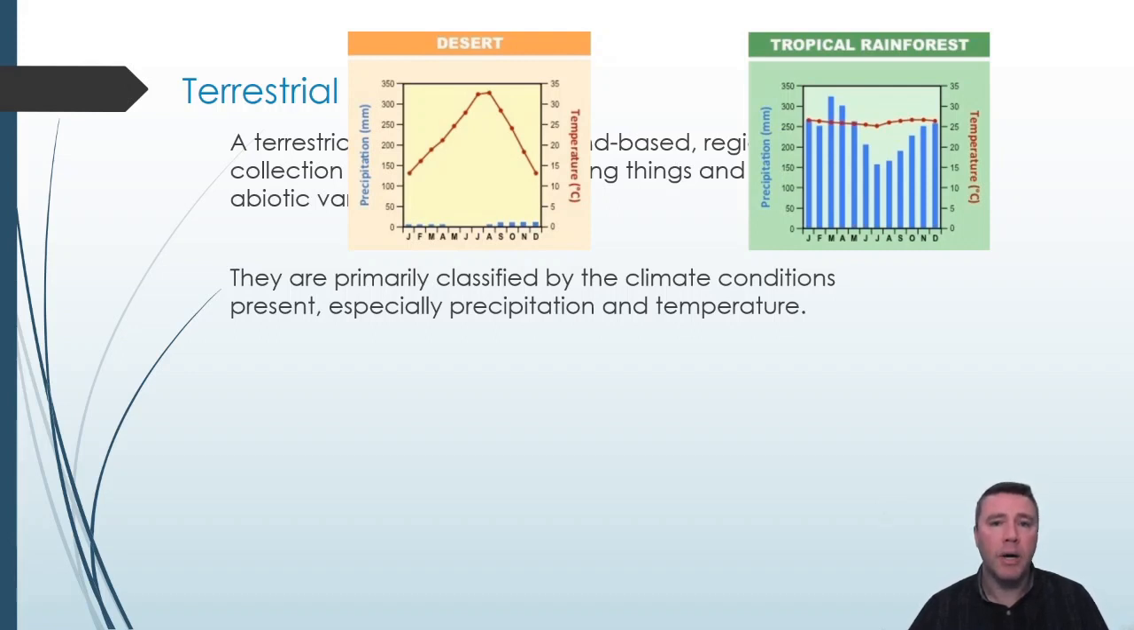In comparing these two biomes, we can see that deserts vary greatly in their temperature, whereas tropical rainforests remain relatively consistent. Another comparison can be made to the precipitation differences, as tropical rainforests have significantly more precipitation than a desert does.